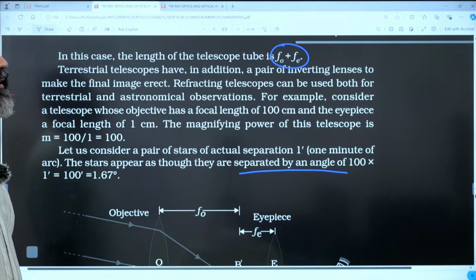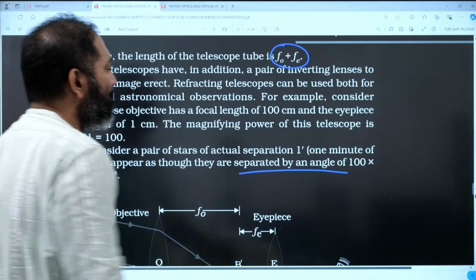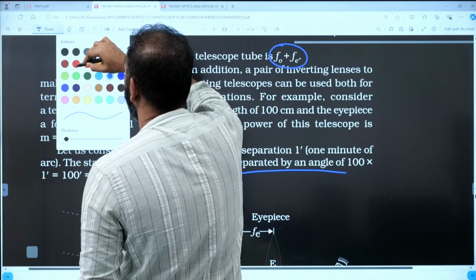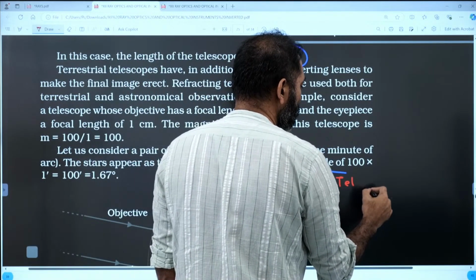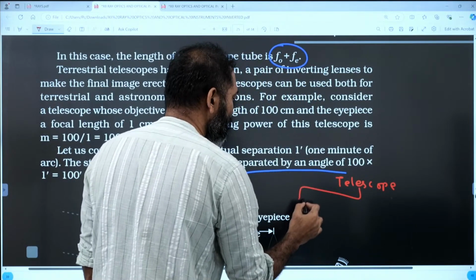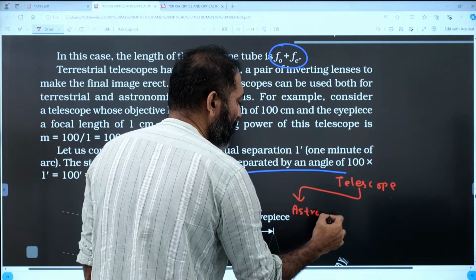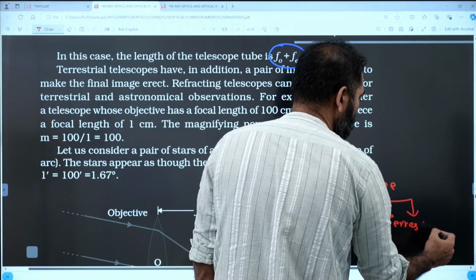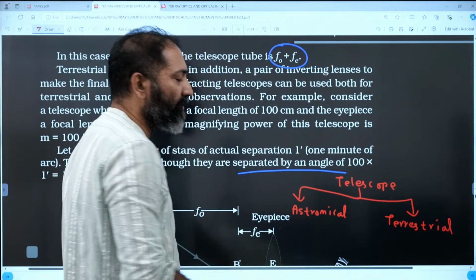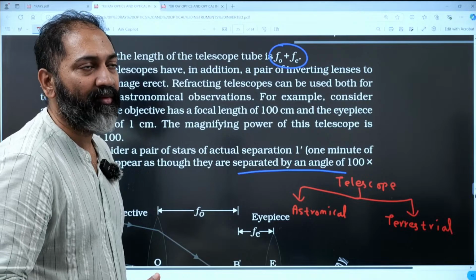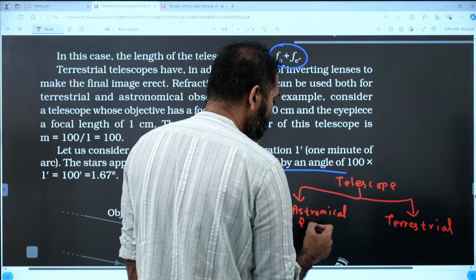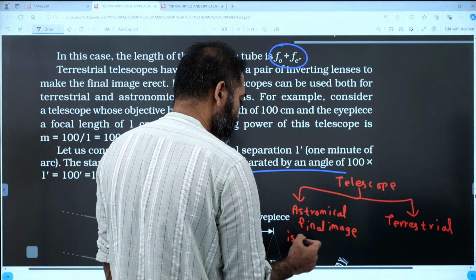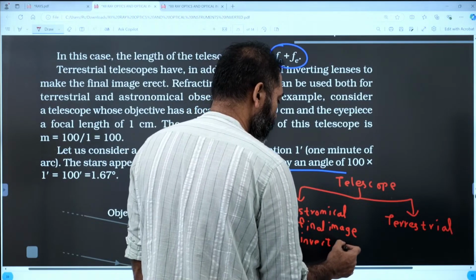See, telescopes are of two types, based on application: astronomical telescope and terrestrial telescope. Astronomical telescope, as the name suggests, is used for astronomy. So the final image is inverted.